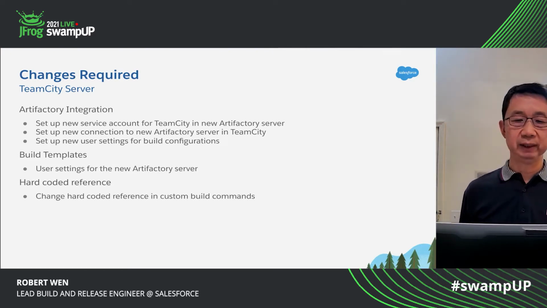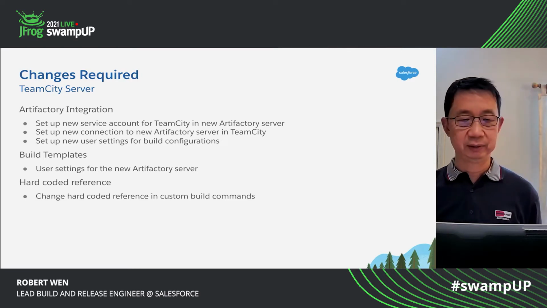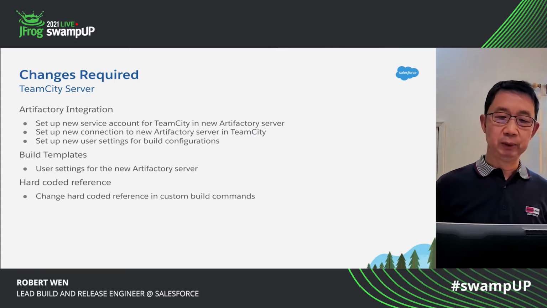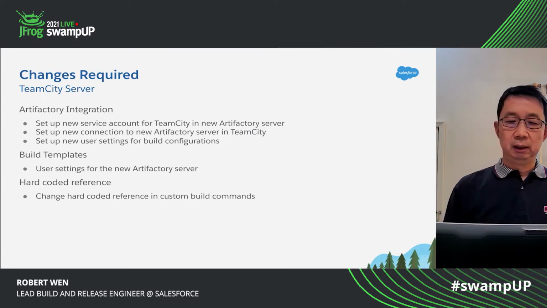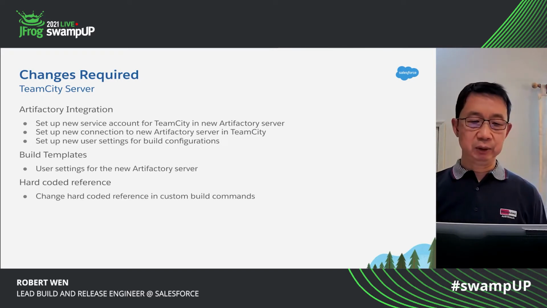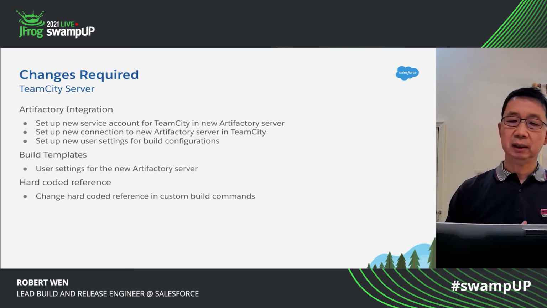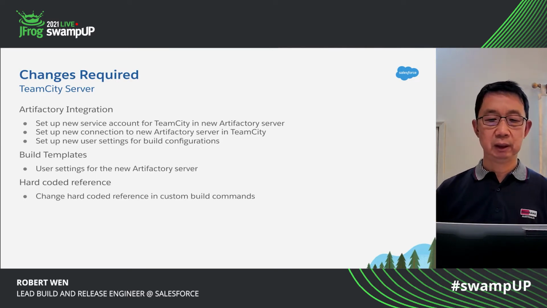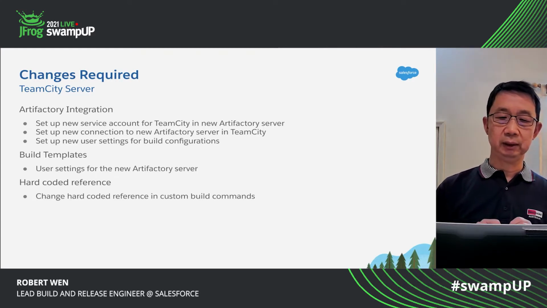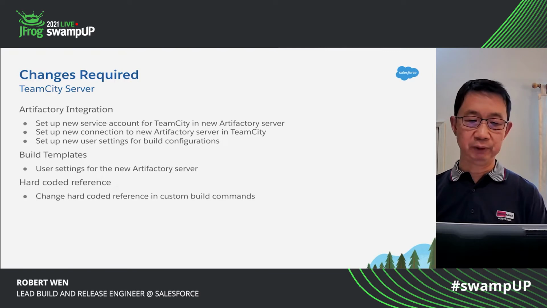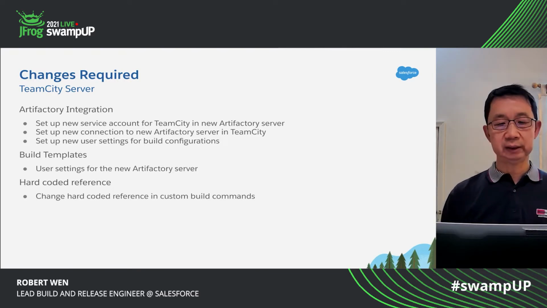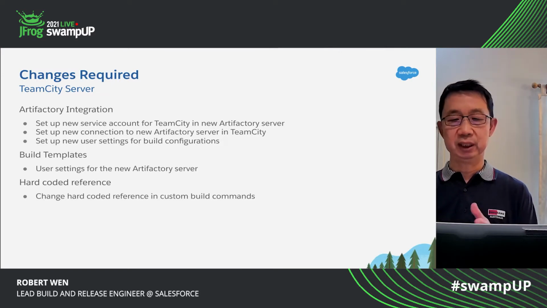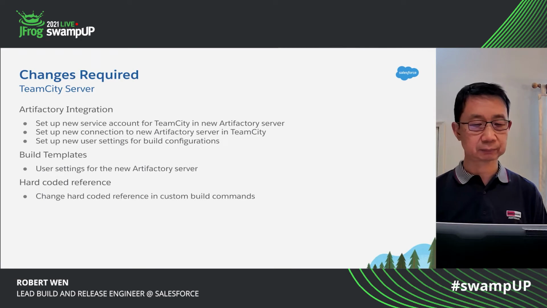Then let's dive into what the required changes are. For the TeamCity server's Artifactory integration, we need to update its configurations for the new Artifactory, including a new service account and a new connection from TeamCity to the Artifactory server. We need to set up the new user settings for build configurations. These user settings are primarily used for builds in TeamCity to interact with Artifactory.